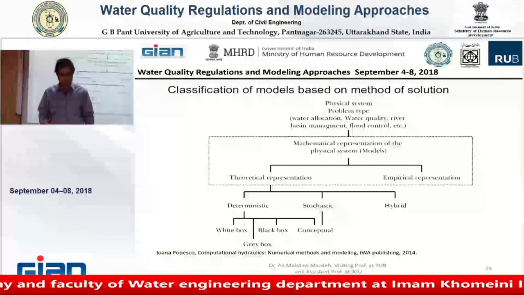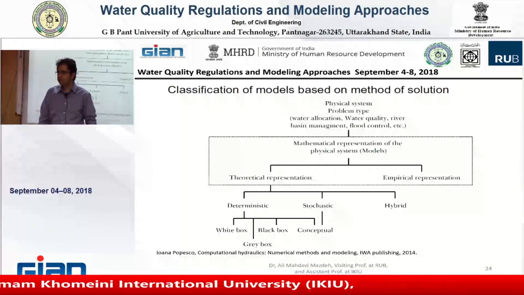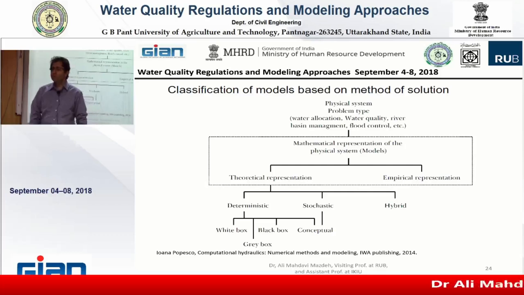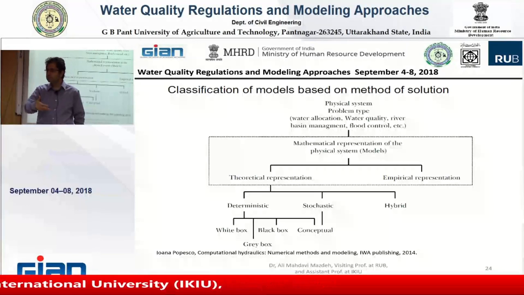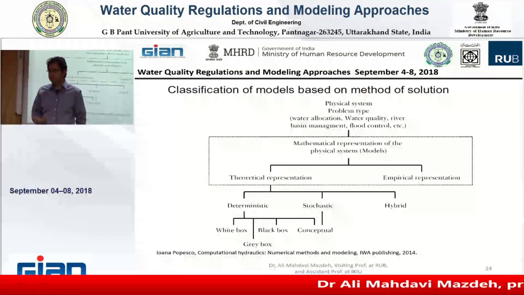As an example, in our major, rainfall-runoff models. You don't know what really happened, because it is not based on the physical equation. It is not a physically based model. You give some data to it, then it is trained and gives you the results, and then you can use it. So it is again a black box model.